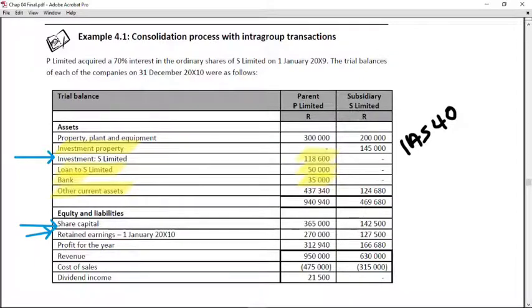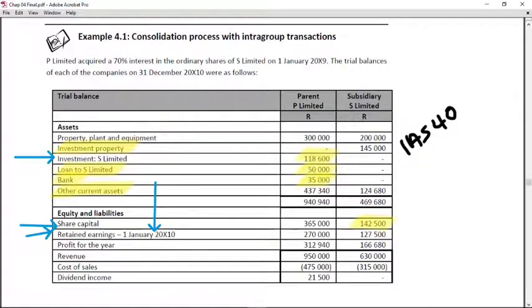We see the share capital of the subsidiary at 142,500 Rand. And then retained earnings is specifically indicated on this trial balance with the date 1 January 2010. So that retained earnings line item represents the opening retained earnings.